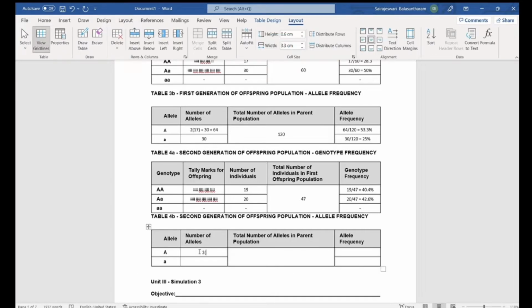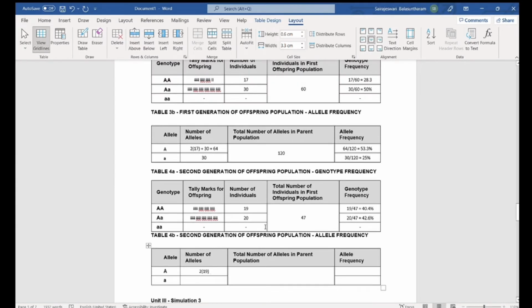And now you'll be doing the number of alleles. So the number of alleles will be 2 times the number of individuals plus 20, and you'll get 58. And then the number of alleles for the recessive allele, you get 20. So the total population in the parent population will be 47 times 2, that is 94.